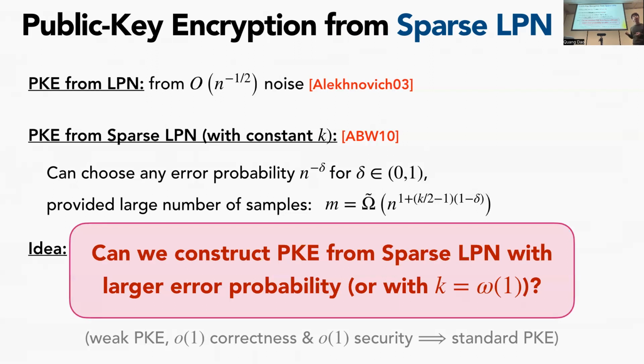A big open question here is, can we achieve PKE with better parameters in any form, like super-constant K or slightly larger error probability?